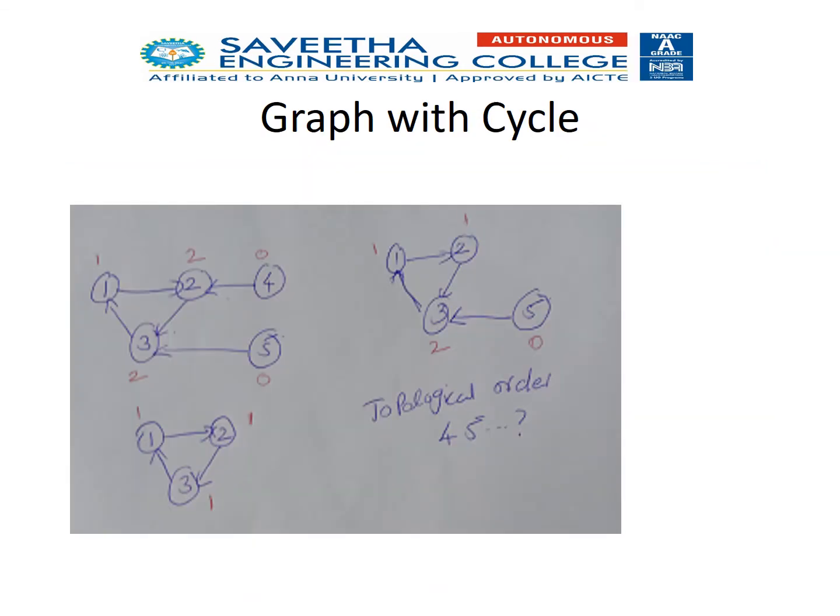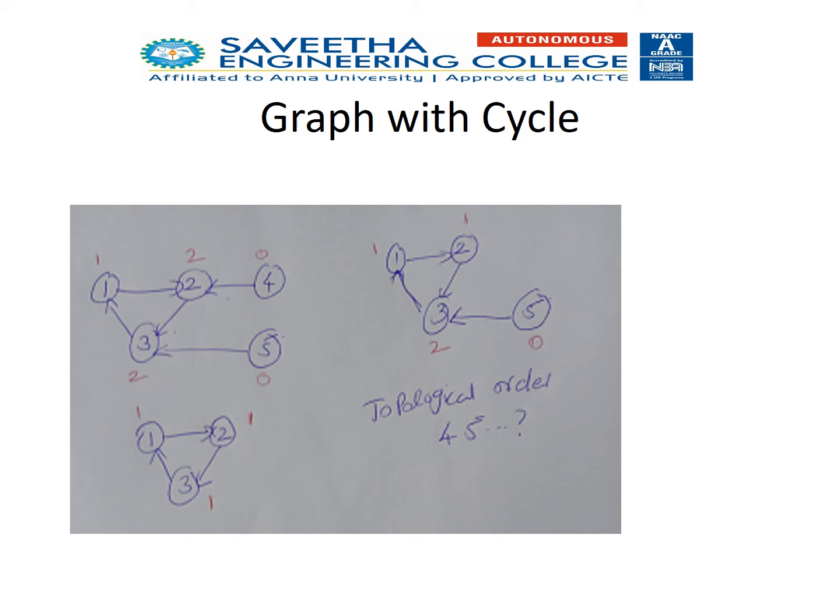Next we will see why we cannot calculate the topological ordering for a graph with a cycle. In this example, 1, 2, 3 to 1 forms one cycle. As usual we calculate the in degree for the given nodes. For 1 the in degree is 1, for 2 it is 2, for 3 it is 2, and for 4 and 5 it is 0. So I can start with either 4 or 5. Here I have started with 4, and written 4 as the topological order. Then I remove the edges from 4.